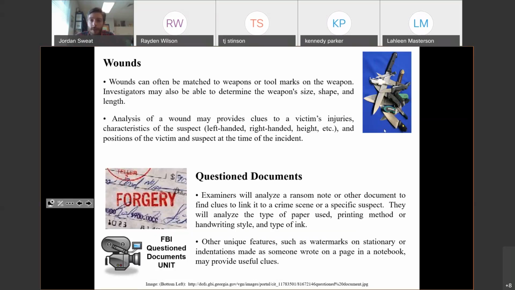Just like any other form of evidence, we're going to analyze it to try to find those things that make it unique and specific, and try to link it to a specific person.